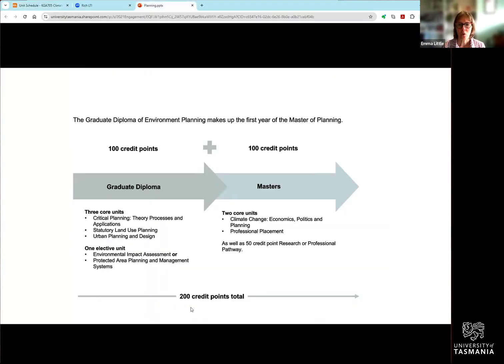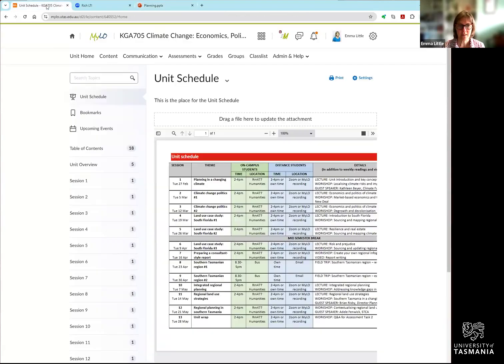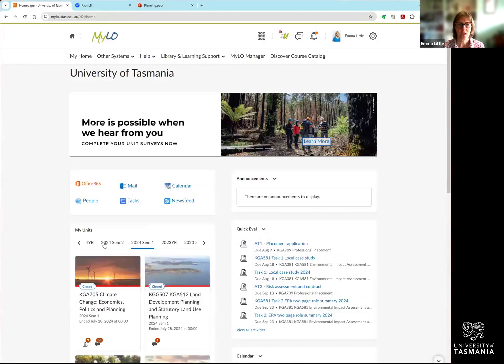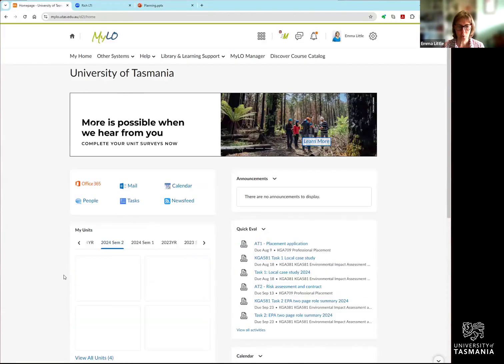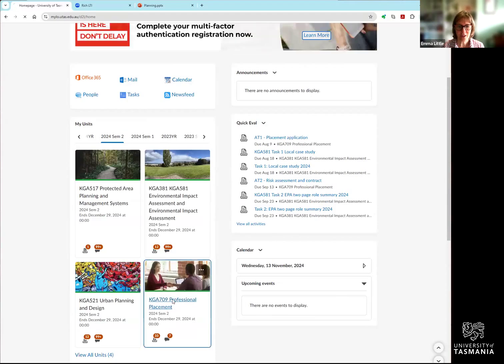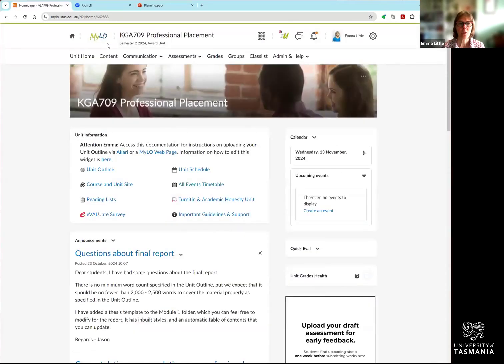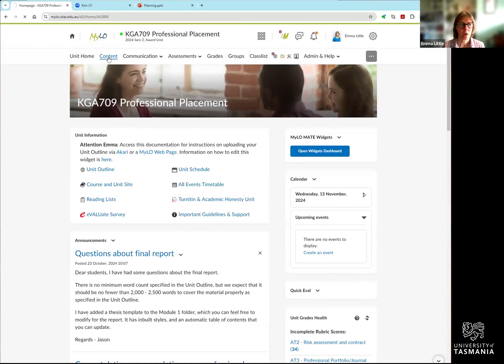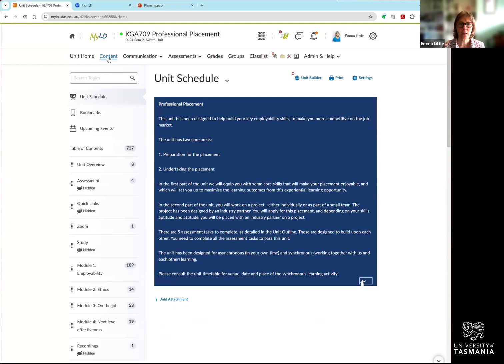Then in your second semester in the Masters, there's a professional placement unit. So again, I will back up and go to semester 2 and go to the placement unit. So this is a unit with a lot of support and scaffolding that helps you prepare for the placement as well as undertake the placement. So again, if you can't see, this text is probably too small in the video.